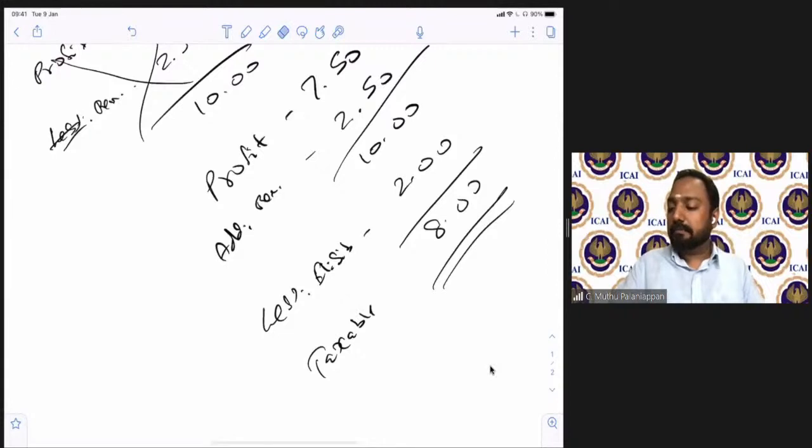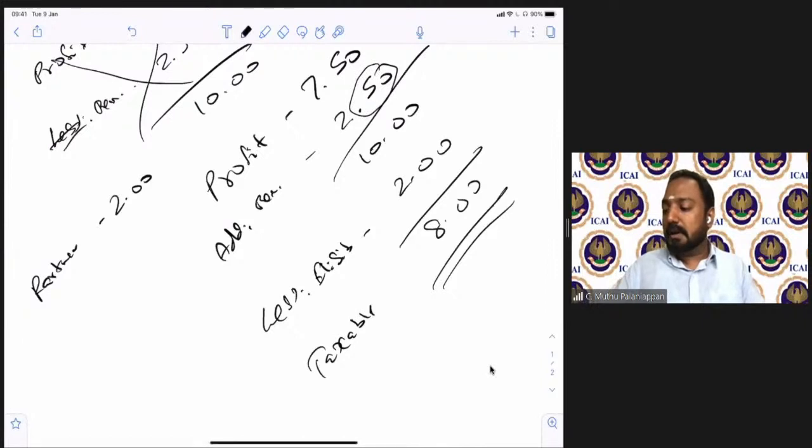Now the partner will only report 2 lakhs because this 50,000 is already inbuilt into this 8 lakhs. So which means the 50,000 firm has paid a tax. So only on this 2 lakhs, the partner is paying. So that's the idea behind this partnership firm.